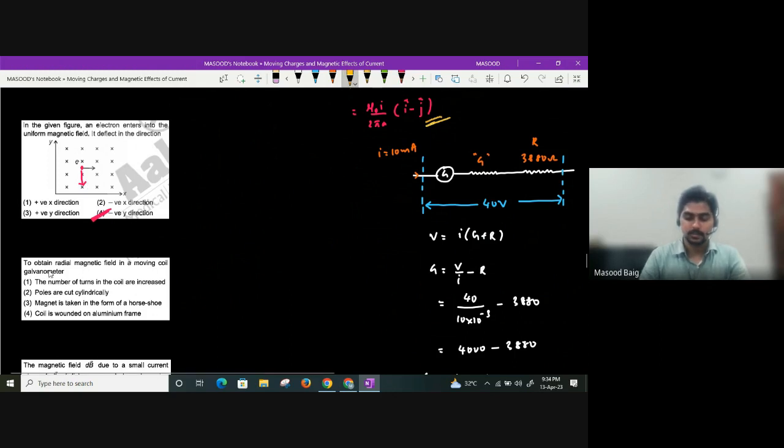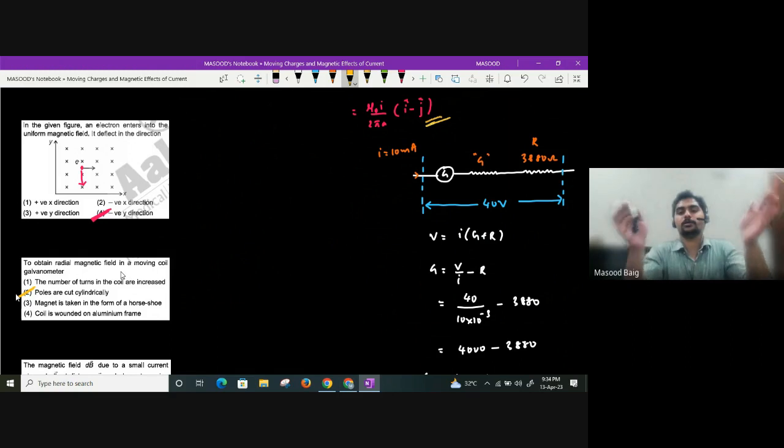Next case. To obtain radial magnetic field in a moving coil galvanometer, we are going to use concave shaped poles, guys. How do I obtain concave shaped poles? If the poles are cut cylindrically. So the reason for obtaining radial magnetic field is by introducing concave shaped poles.